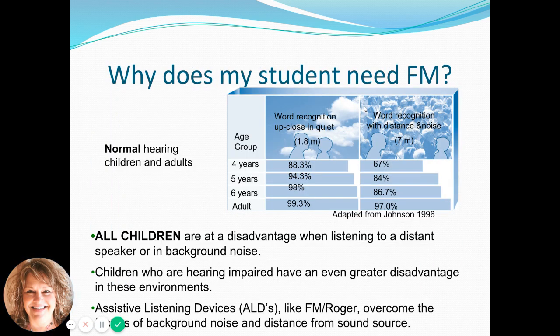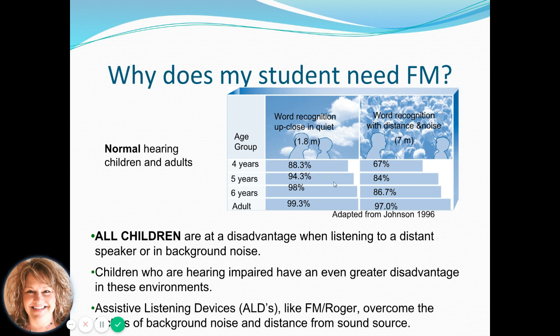There is a study of students or children that had normal hearing. And they put them in different situations where they had them understand words up close and in quiet versus recognizing those words with distance and noise. As you can see, for the younger age, up close and in quiet, they understood 88% of the words. And the minute you added distance and noise, they understood 67%. So there was a big difference between when there's noise in the environment versus quiet and close.